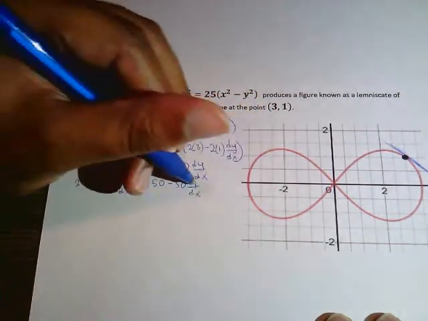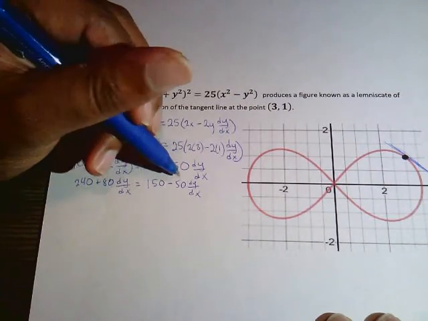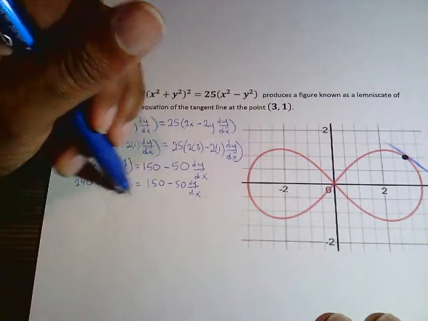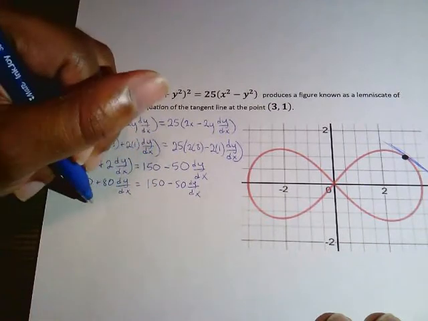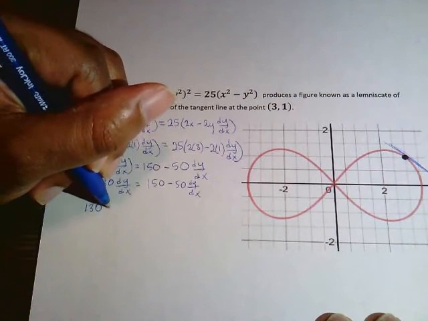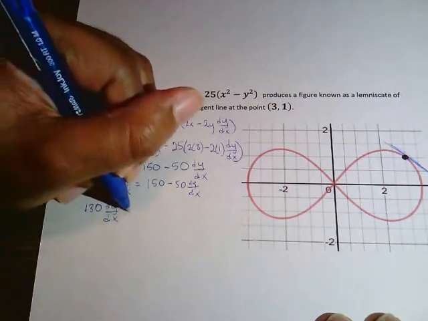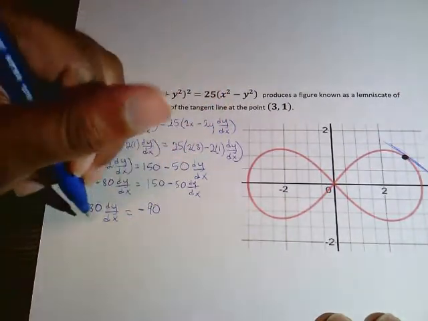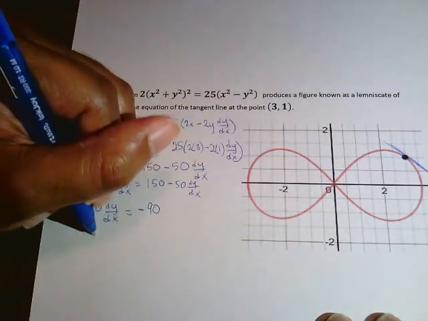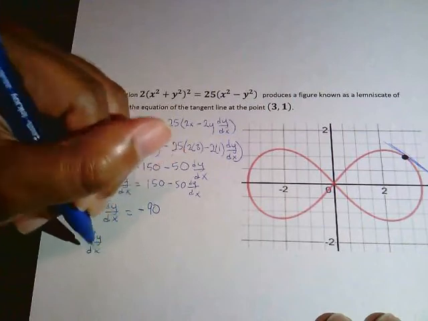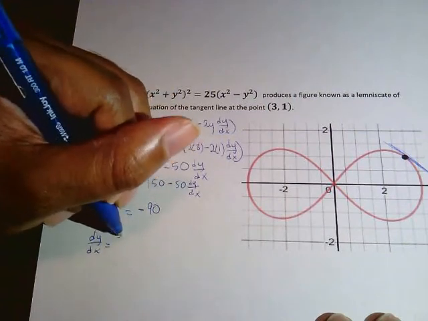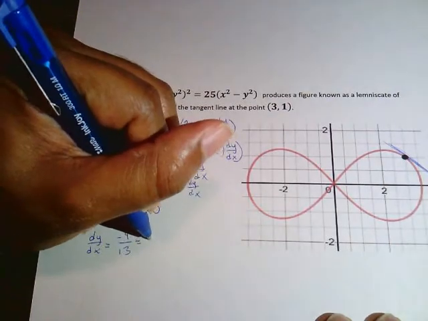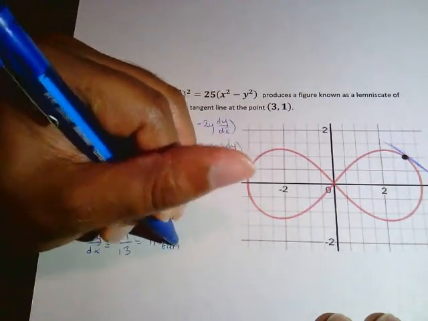And now we need to get our dy/dx's together. So we'll add 50 over to the left side and we'll subtract 240 over to the right side. So we'll have 130 dy/dx equals negative 90. And we'll divide both sides by 130. We'll get dy over dx equals negative 9 over 13. So this is the slope of our tangent line.